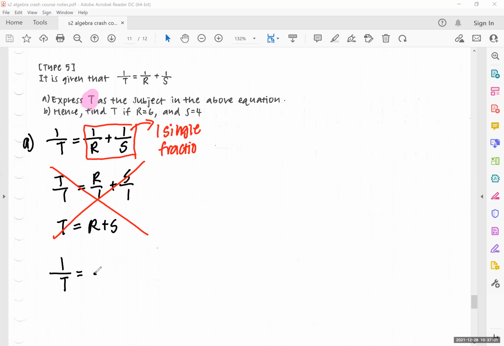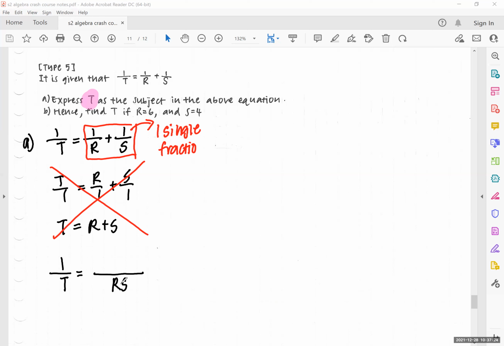How do you make it into the same denominator? Can you see here? This denominator is R. This denominator is S, right? Anything common or not? No, 1. So what's the common denominator it should be? R times S. So always work with the denominator first. What's the denominator you need to have at the end of the day?